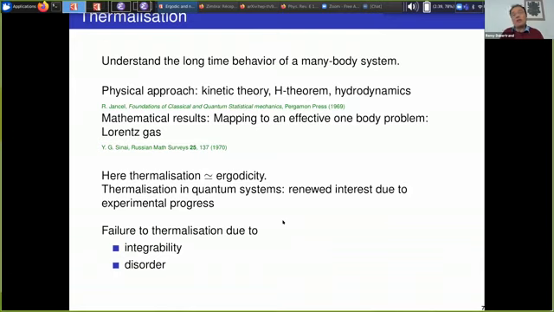In particular, from numerical experiments or from cold atom experiments, one can see that there are two main roads to a failure of thermalization. First is integrability, and this would require a generalized notion of thermalization. The second is disorder, especially with all the current activity on many-body localization.